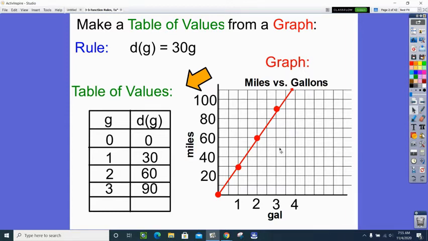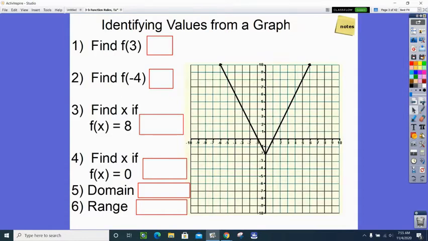Now what I want to do is give you a graph and go back to looking at points, like pulling points off the graph using function notation. And we're also going to continue to talk about interval notation for domain and range. So let's start with a recap of the last lesson, but looking at it from the other perspective. We want to know what is f of 3.